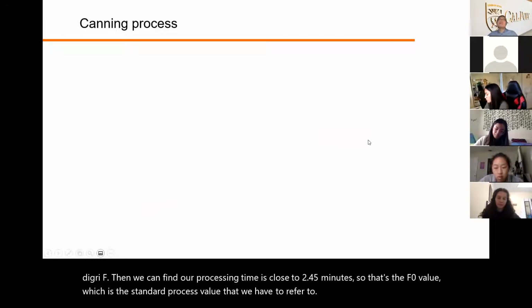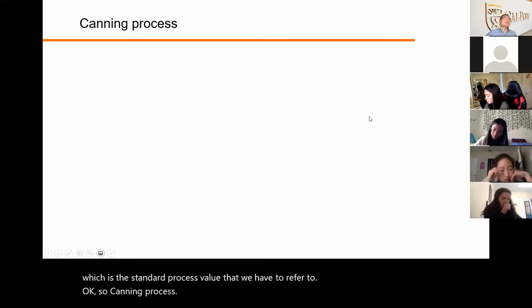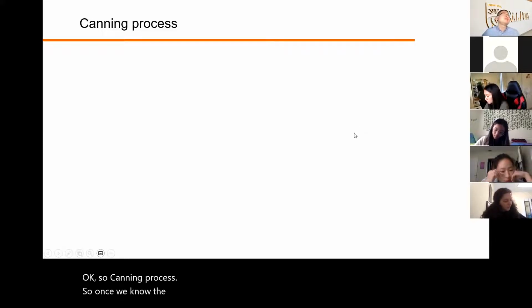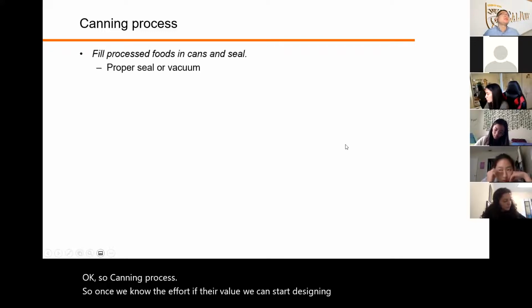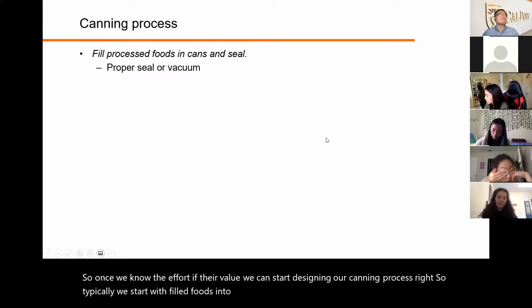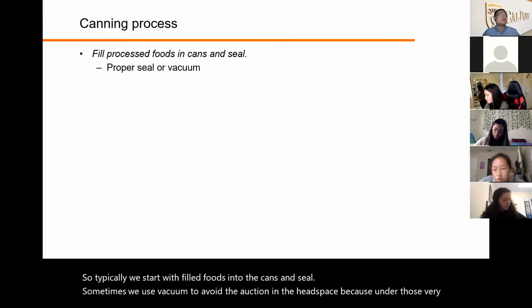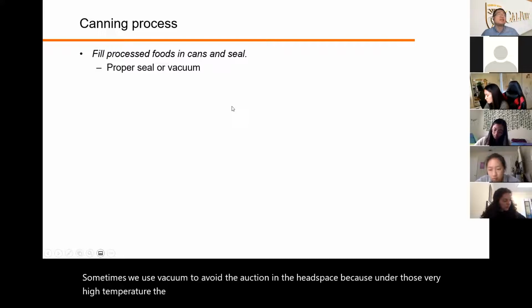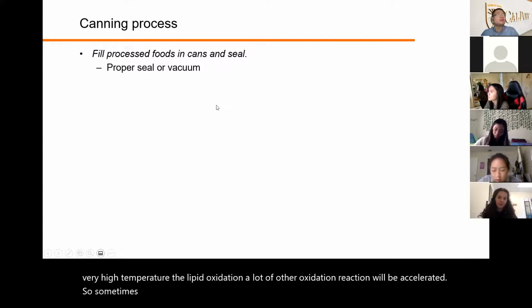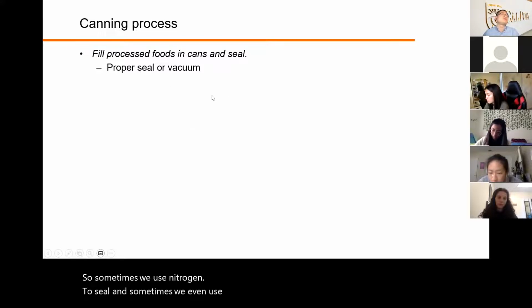Okay, so the canning process. Once we know the F0 value, we can start designing our canning process, right? So typically we start by filling the foods into the cans and sealing. Sometimes we use vacuum to avoid oxygen in the headspace, because under those very high temperatures, lipid oxidation and a lot of other oxidation reactions will be accelerated. So sometimes we use nitrogen to seal, and sometimes we even use a vacuum to pull off that air.